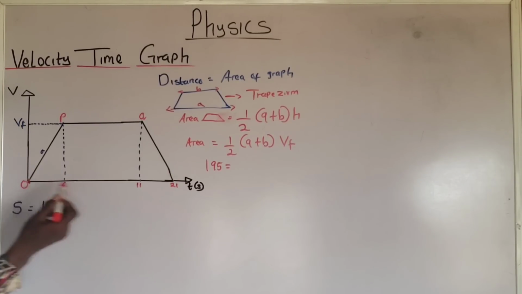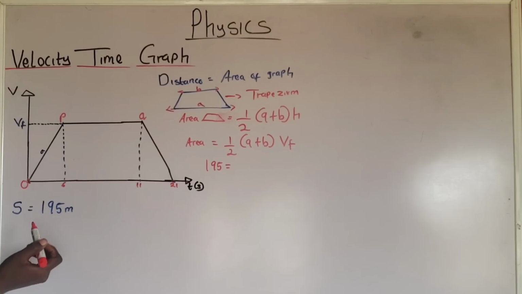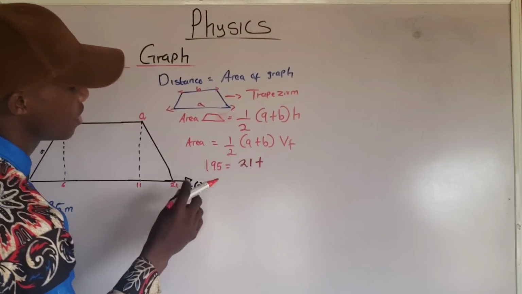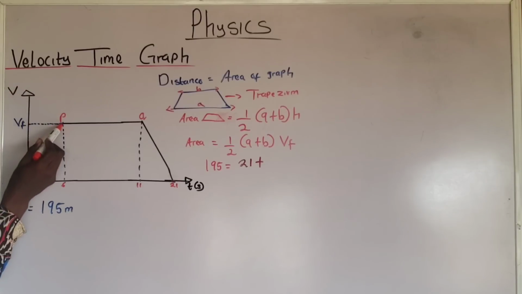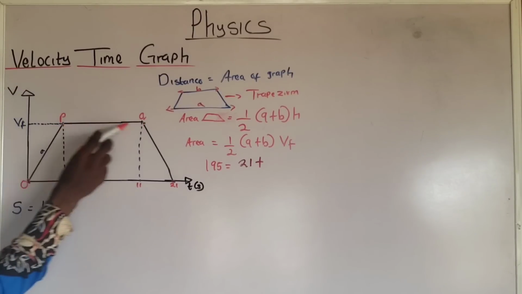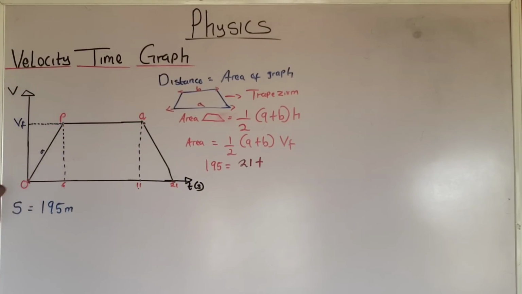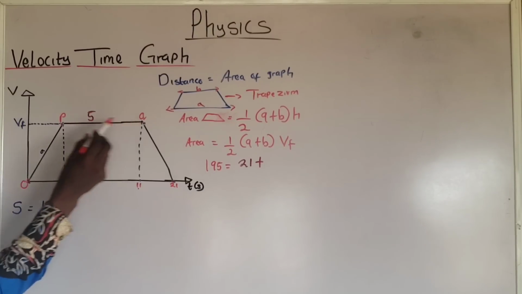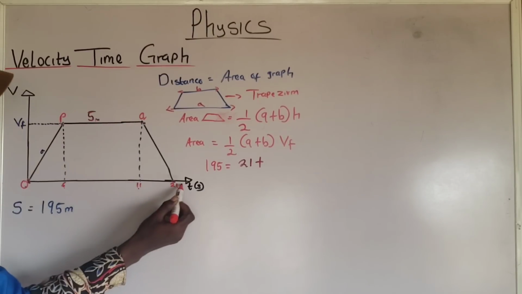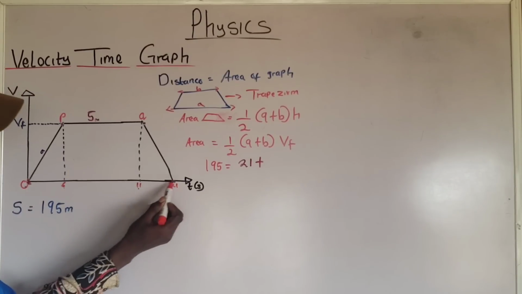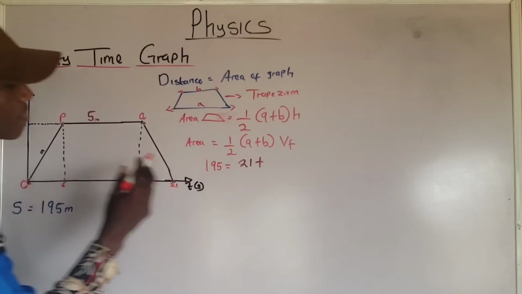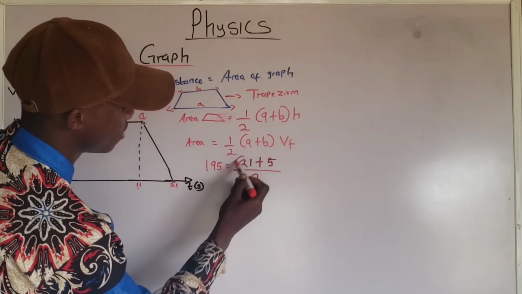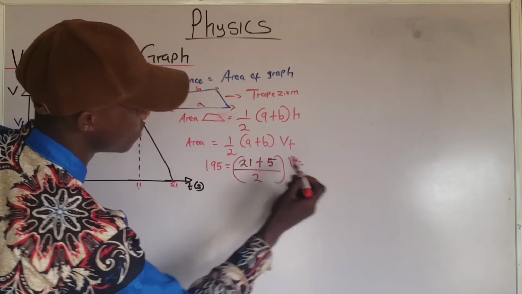So the distance from this point to this point is what? 21. You understand? So here I'm going to have 21 plus B. B is the distance from this point to this point, which is 11 minus 6. So that is 5. You understand? And the distance from this point to this point is 21. So I'm going to have 5 plus 21 plus 5 all over 2 multiplied by VF. Do you understand?